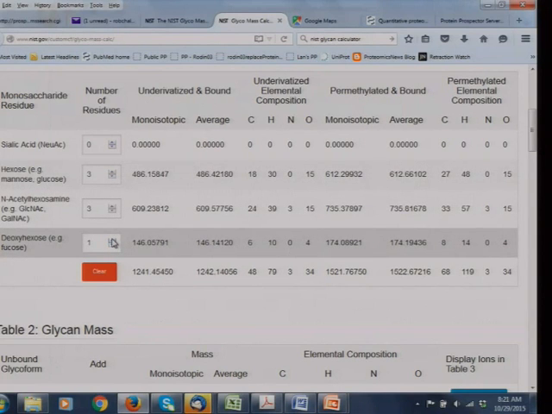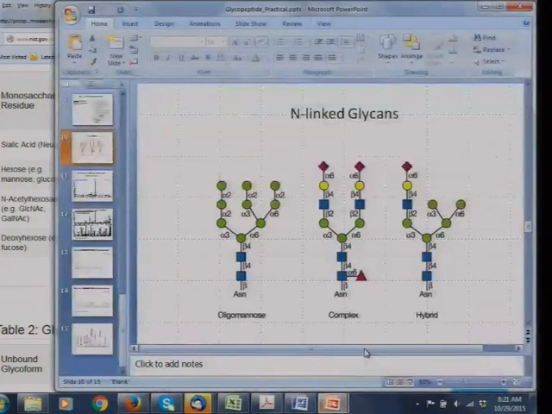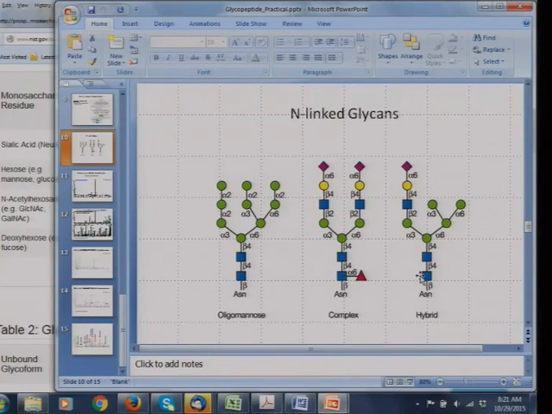Hurrah! Okay. So it's got a composition of 3 N-acetylhexosamines, 3 hexoses, and a fucose. So there's going to be 2 HexNAcs, 3 hexoses, there's going to be a HexNAc on there, and there's going to be a fucose coming off the side, probably. So we've got a composition for the 1241.